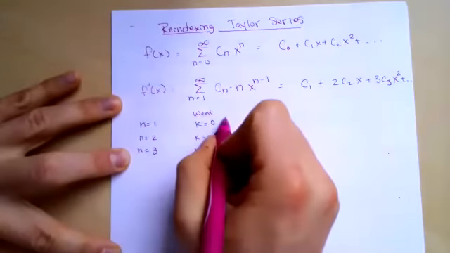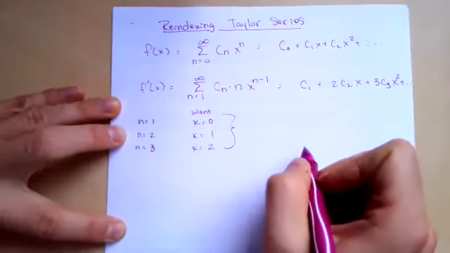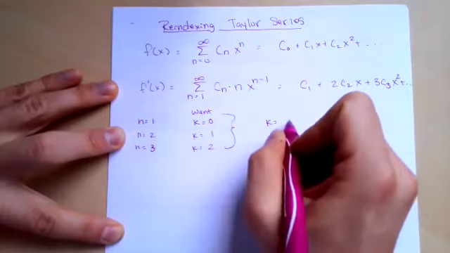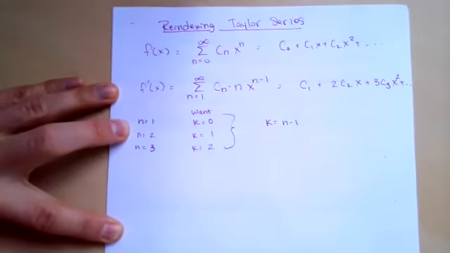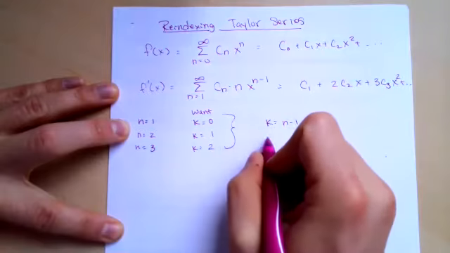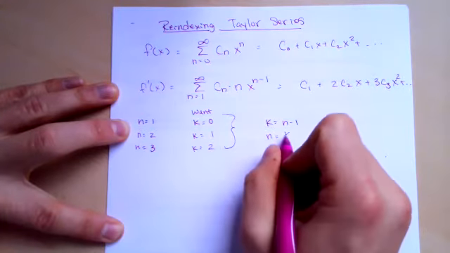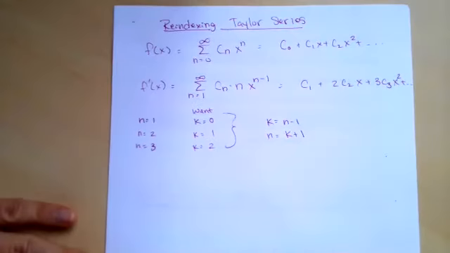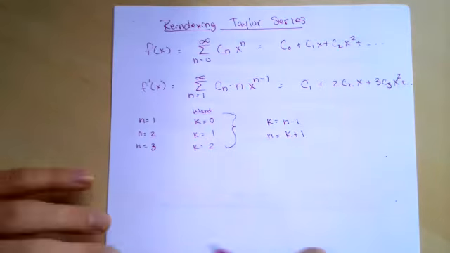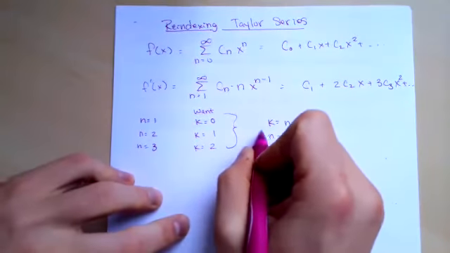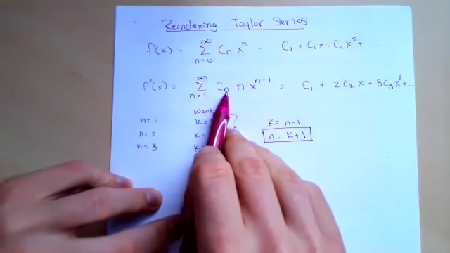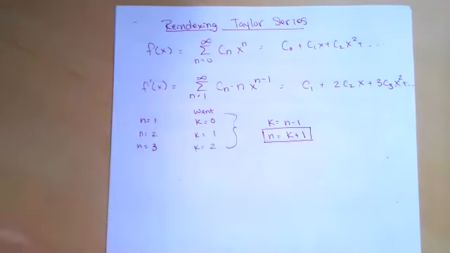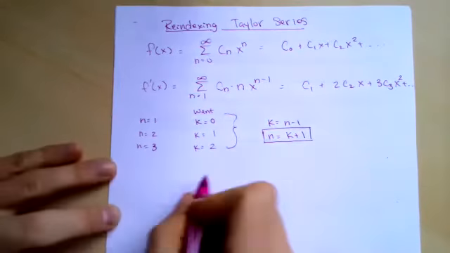And so what does that mean? How are we going to shift these? It just means that k is 1 less than n. In other words, we can also solve that for n: n is 1 more than k. And all you have to do is use this substitution. Substitute all of your n's for k plus 1. So it's going to look like this.